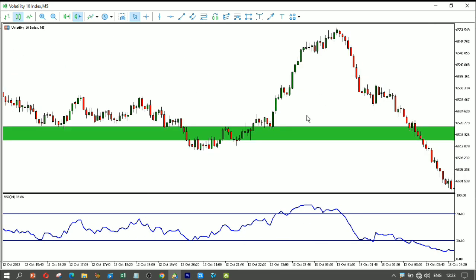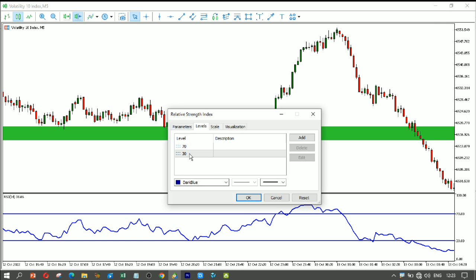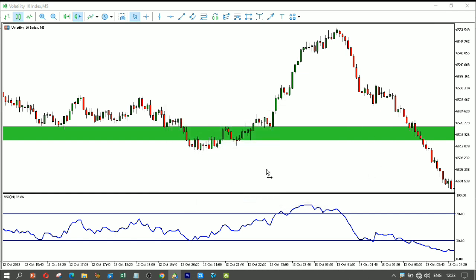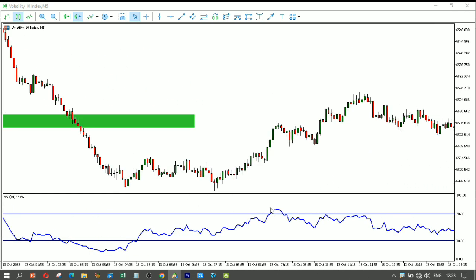So let me show you the indicator settings. The only indicator we have here is the RSI. If I right click here, go to properties, you can see it's level 30 and level 70, and I haven't changed anything. Period 14, and then I click done, and then you have it, the RSI.